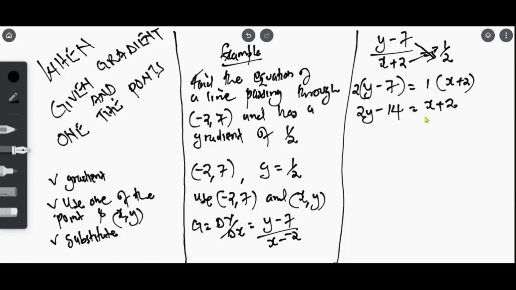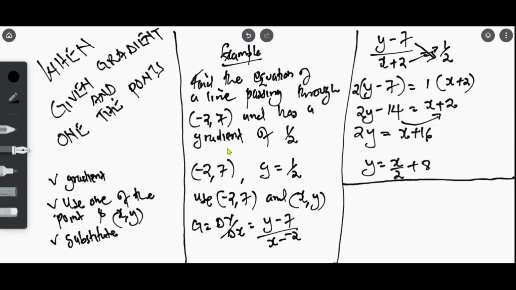Then we put the like terms together. If I take this one to the other side, it will be positive. So I'll say 2y equals x plus 2 plus 14, which gives me plus 16. And that is the equation of a line. I can choose to remain with y on one side: y equals x all over 2 plus 8, because 16 divided by 2 is equal to 8. And that is how you get the equation of that line. I hope up to that it's clear.